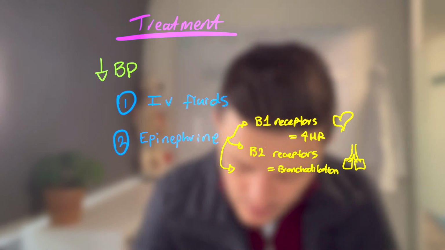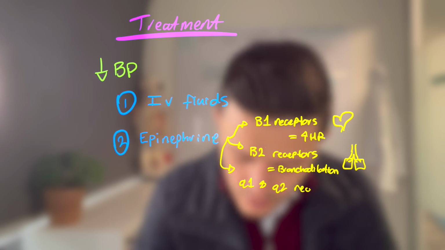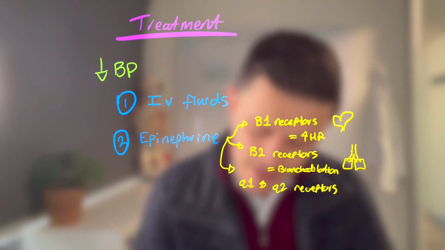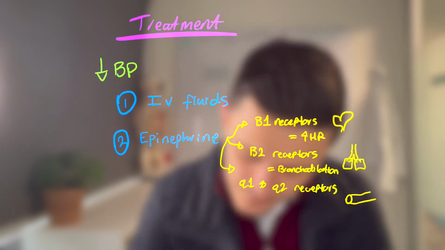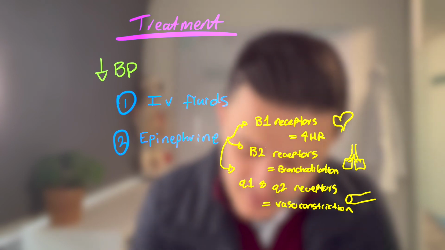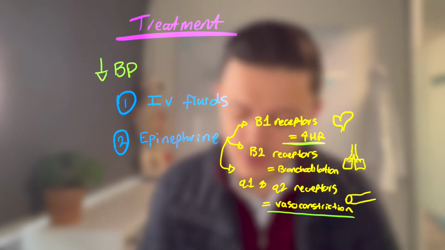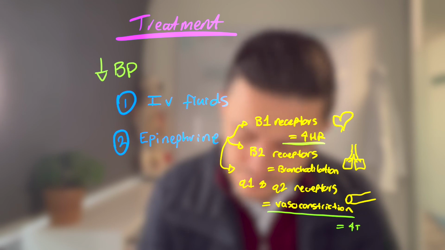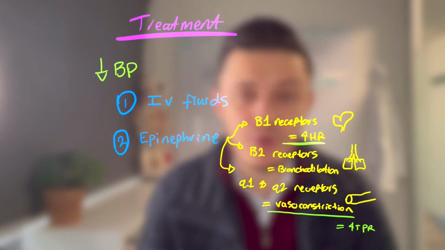And then the last thing we're going to find is that it also binds to alpha-1 and alpha-2 receptors on the vascular smooth muscle. I'm just going to draw out my vessels here, so we're talking about the arterioles specifically, and it's going to allow for vasoconstriction. So by increasing heart rate and by increasing vasoconstriction, we're increasing TPR, and therefore we are increasing blood pressure. So these two things, heart rate and vasoconstriction, both contribute to blood pressure.